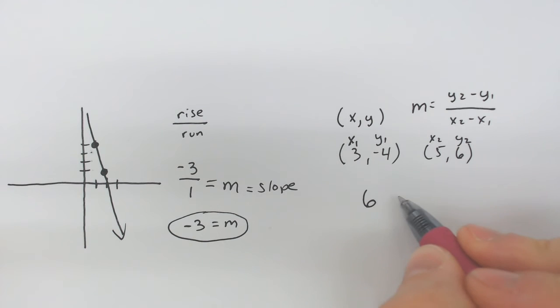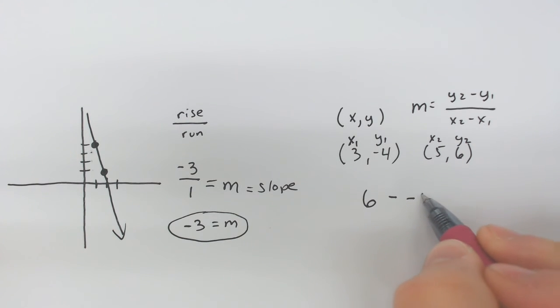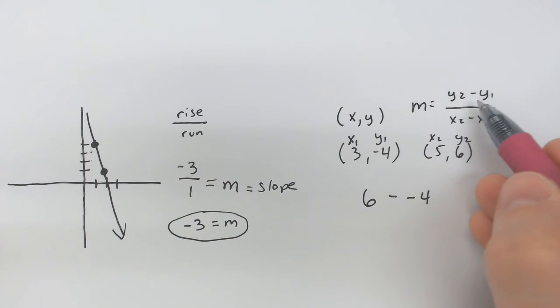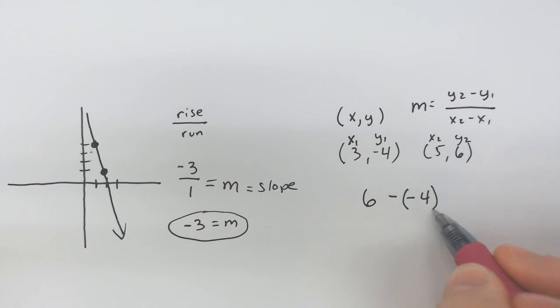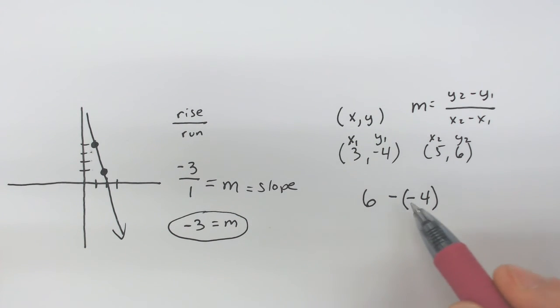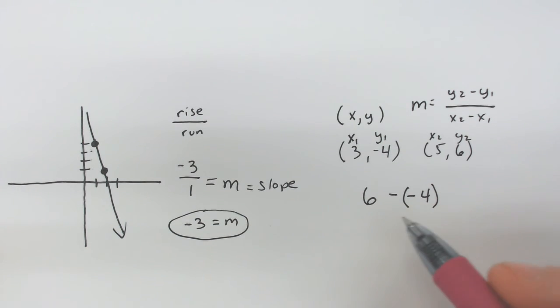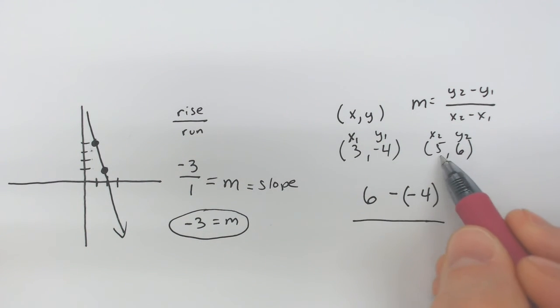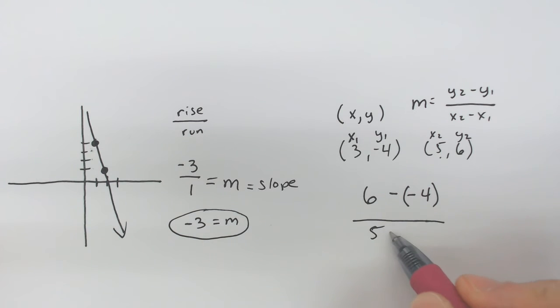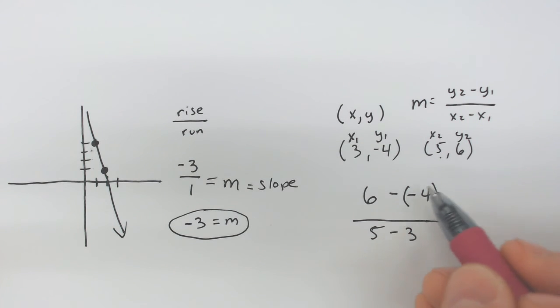We have 6 minus a negative 4. The minus is in the formula. The negative 4 is the y1 value, so I'm going to put it in parentheses so that I don't think that this is just one big minus sign. And now we have 5 minus 3. You can put 3 in parentheses if you want to. You don't have to. I didn't even have to put this negative 4 in parentheses, but I wanted to.